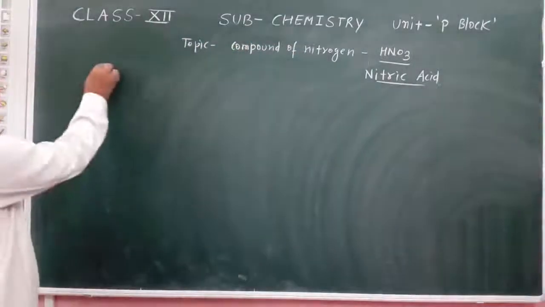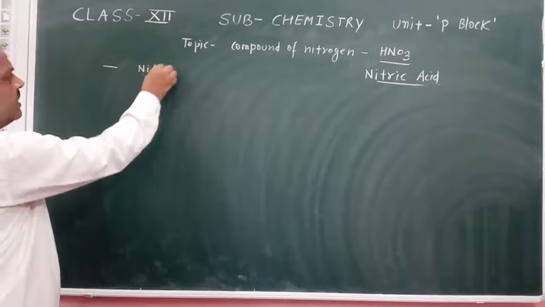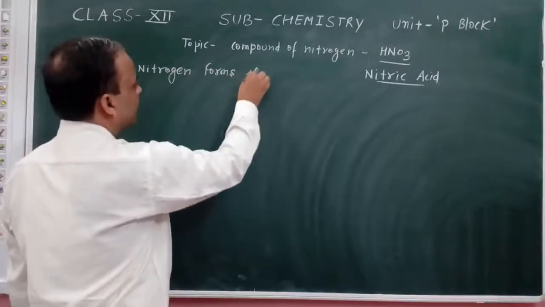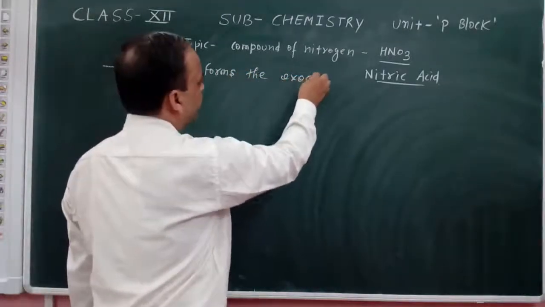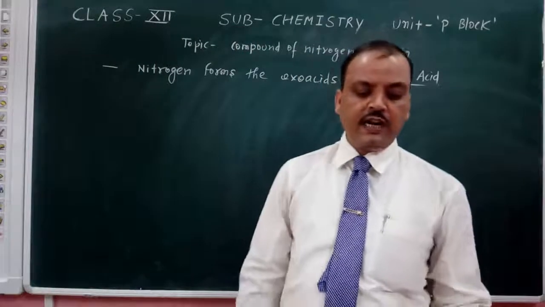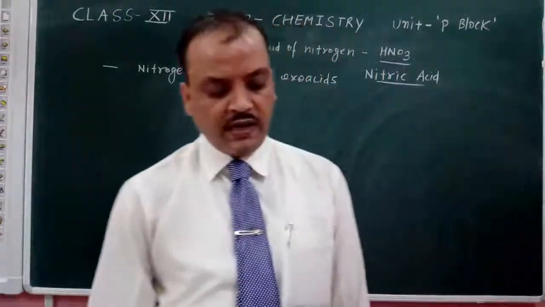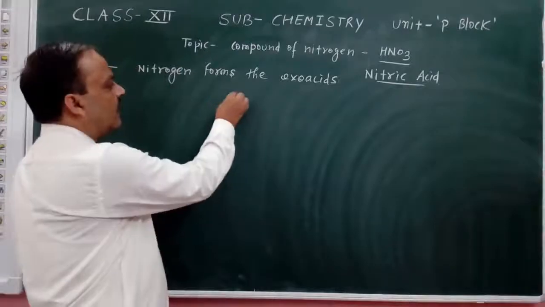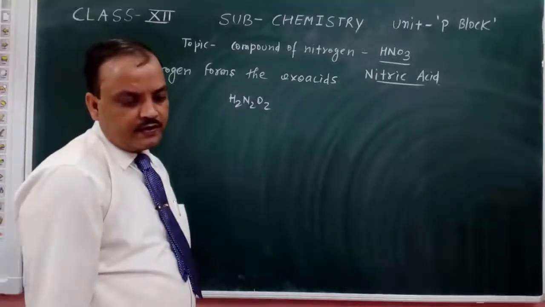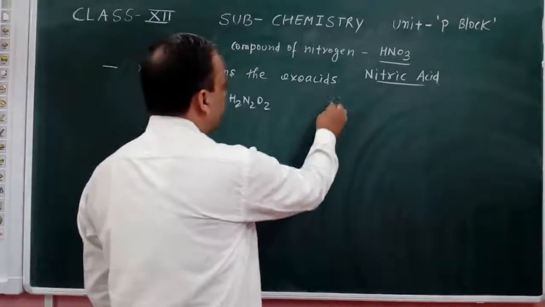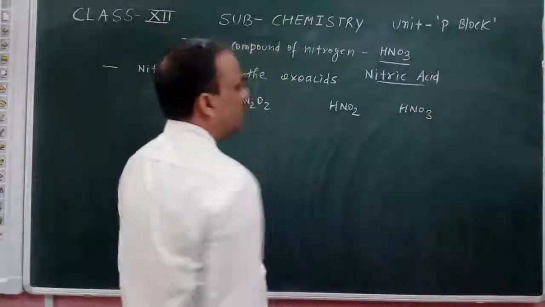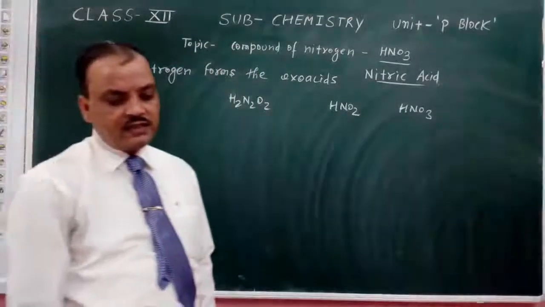Nitrogen forms the oxo acids. It means when nitrogen, oxygen and hydrogen are present in these compounds, they are known as oxo acids. We have H2N2O2, another oxo acid is HNO2, and another is HNO3. So these three oxo acids are there.